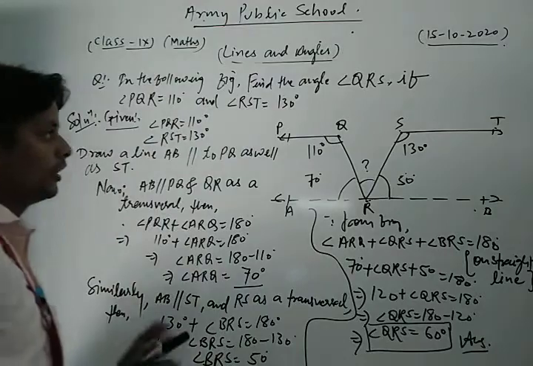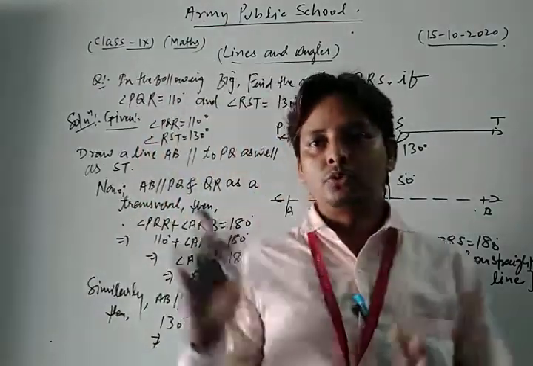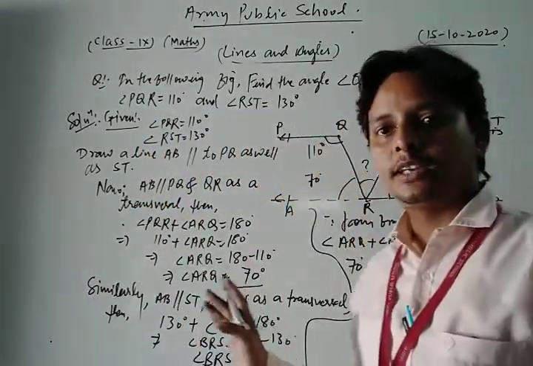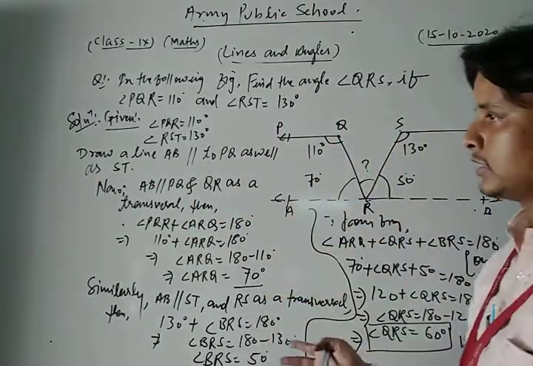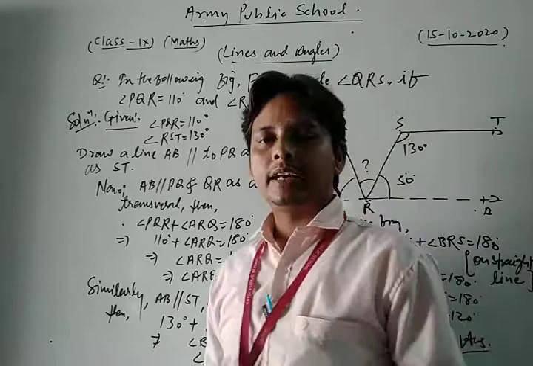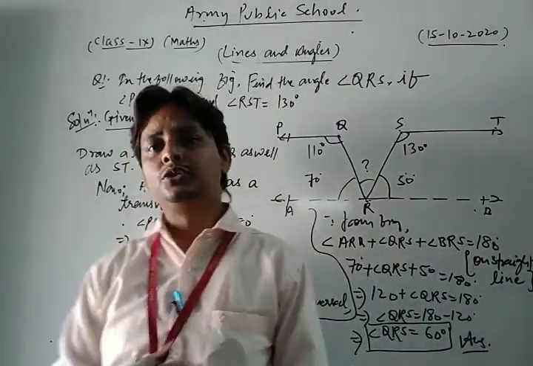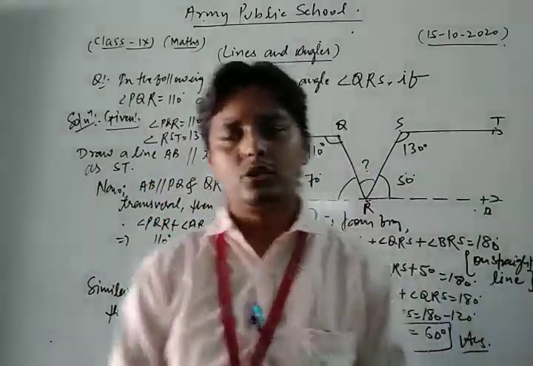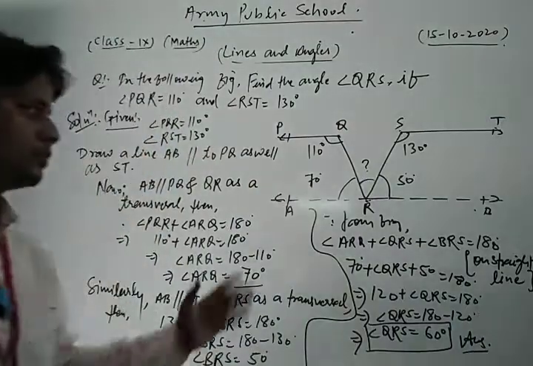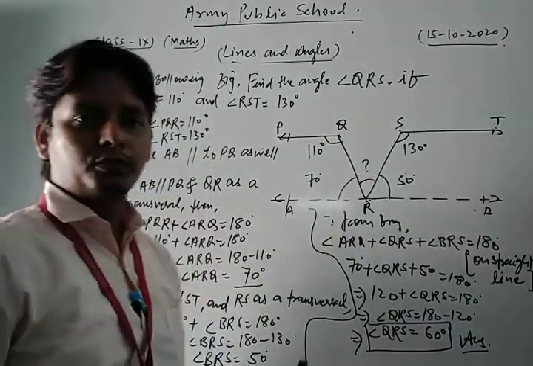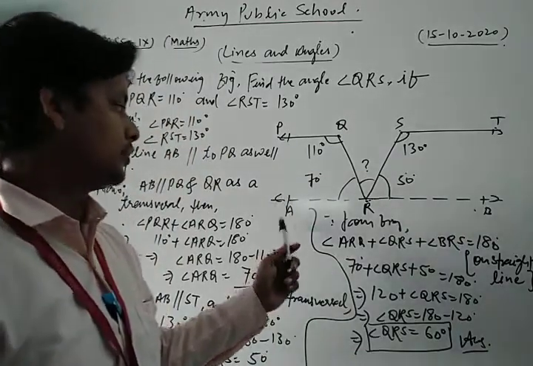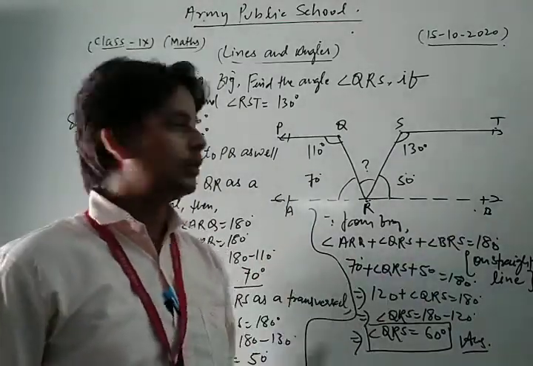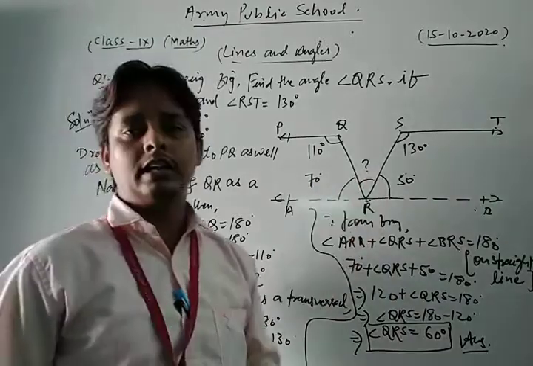So this is one of the most important questions of your NCERT exercise. Please do more and more practice of this type of question, and after that you can complete your NCERT exercise and solve all types of questions based on lines and angles. Let's see once more. In this type of question, first of all you have to do some construction. We draw a line AB parallel to PQ as well as ST.